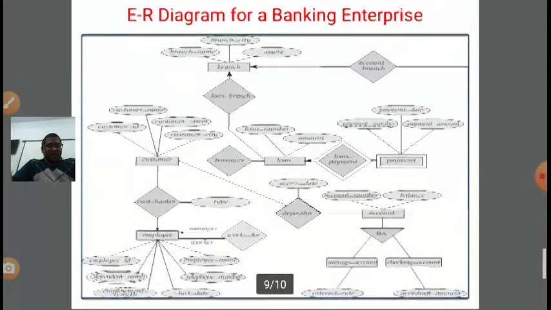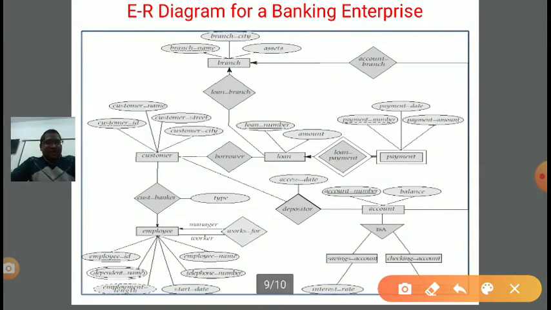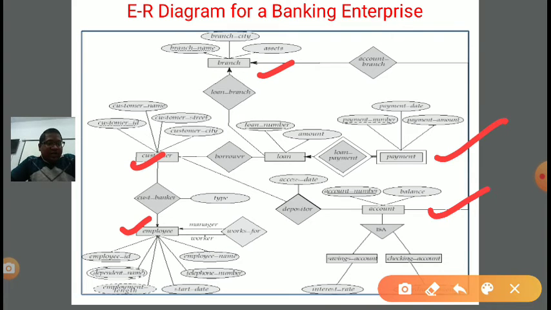One example of a banking scenario is given here. If you see, customer is the entity, first we are going for the entities. Customer entity, second is employee entity, next is branch entity, then payment entity, account entity, and loan entity. Between customer and loan, the relationship is borrower. Customer has customer ID as primary key, customer name, customer street, and customer city as its attributes. Now loan has loan number and amount. Loan number is the primary key.